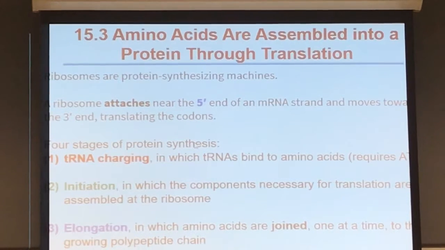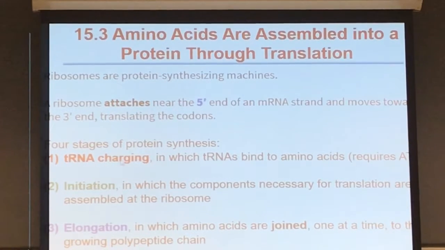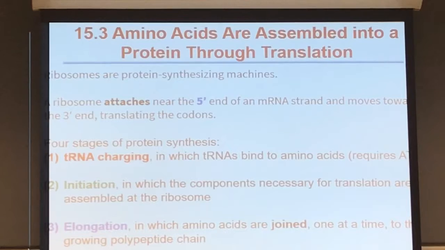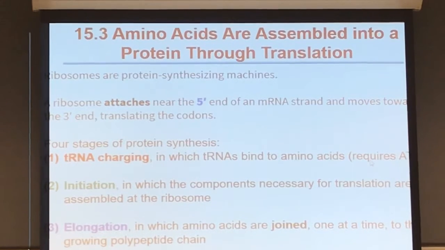There are 4 stages of protein synthesis as a ribosome begins to slide over the messenger RNA. First is called tRNA charging. tRNA charging is when you have a tRNA linked to an amino acid. When a tRNA is linked to an amino acid, it is referred to as a charged tRNA. Charging requires energy in the form of adenosine triphosphate.